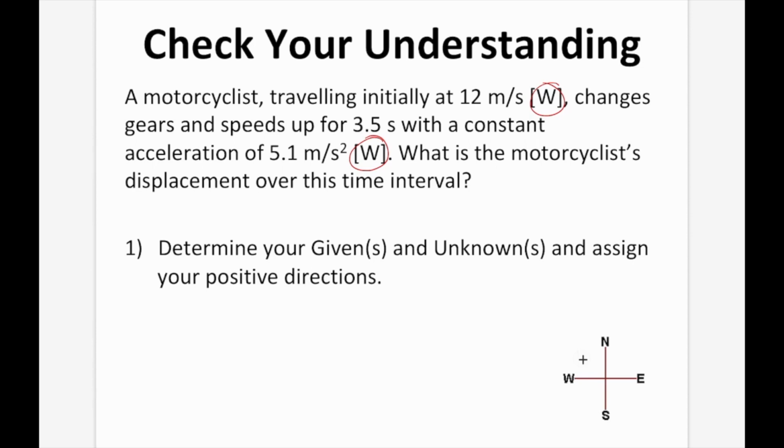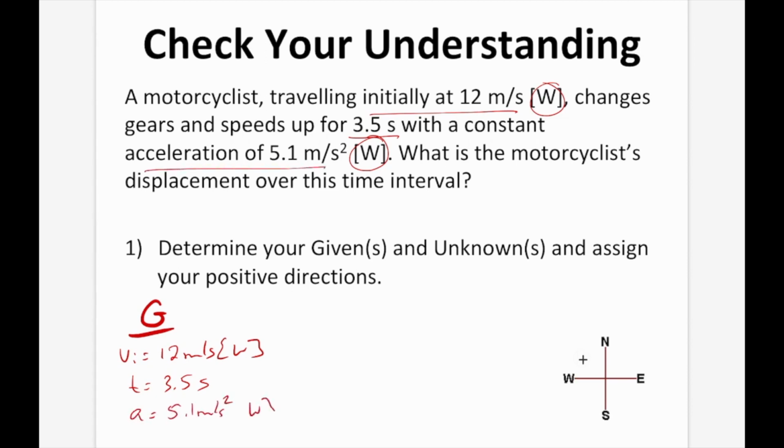Next, we're going to determine our givens and our unknowns. Our givens, in this case: initially traveling at 12 meters per second, so our vi is 12 meters per second west. Changes gears and speeds up for 3.5 seconds, so time is 3.5 seconds, with a constant acceleration of 5.1 meters per second squared, west again. Our unknown in this question is going to be the displacement over the time interval, so we're going to write displacement as our unknown.